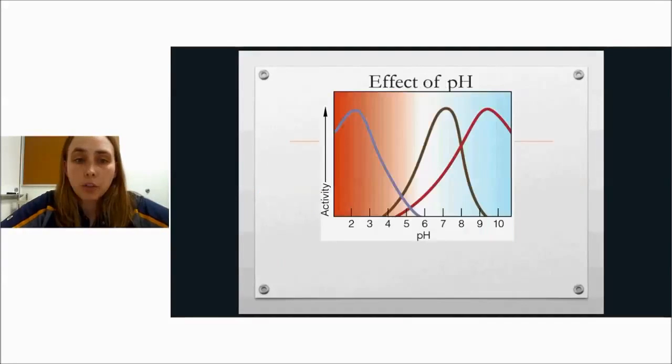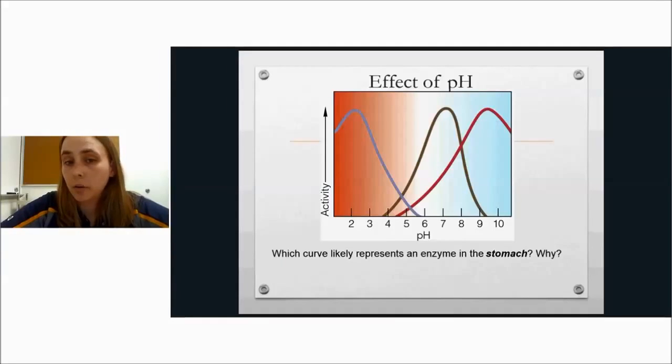pH. Which curve likely represents an enzyme in the stomach? Why? So think about this for a little bit. You should write down your answer. This is a pH scale from 1 to about 11 here. The pH scale goes from 0 to 14. And this is the level of activity. The higher the level of activity, the better.